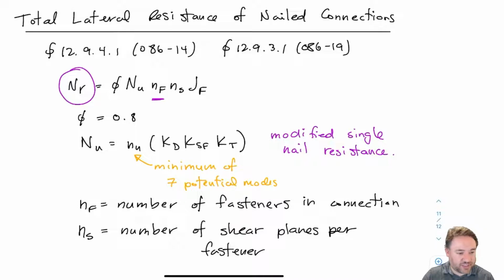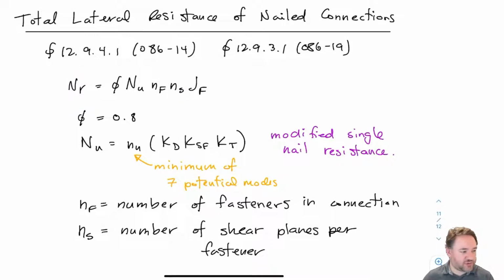So if I have 10 nails, obviously I'm going to have to multiply my strength for each individual nail by 10. And NS, which is the number of shear planes in the connection. So for 2 shear planes, I'm going to get double the strength, as we talked about in one of the previous connection videos. And then we have this catch-all modification factor, JF, which includes 4 different conditions that we need to consider. So we multiply all these things together and we get our total connection strength.